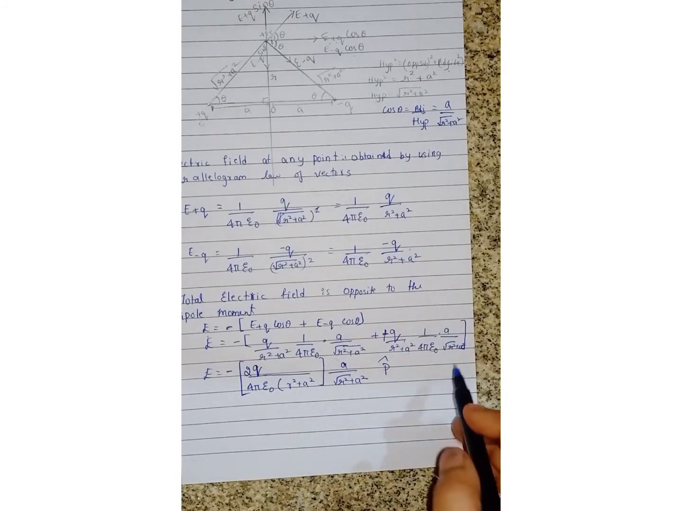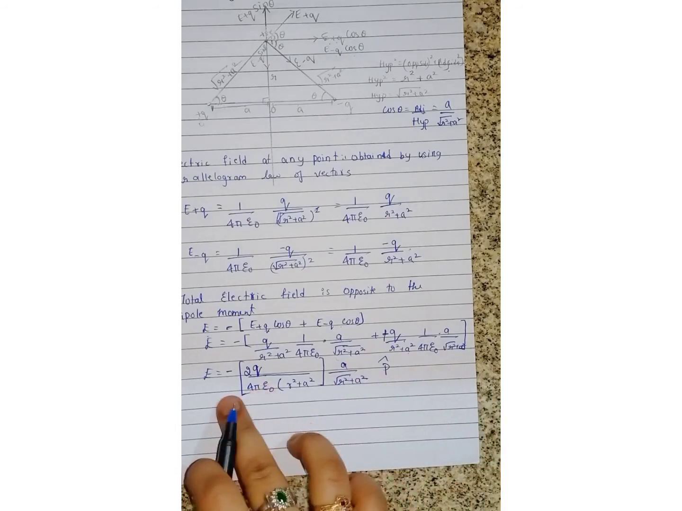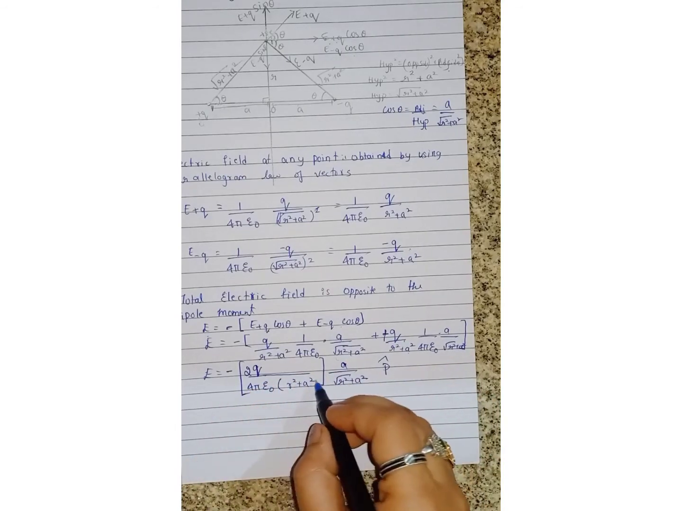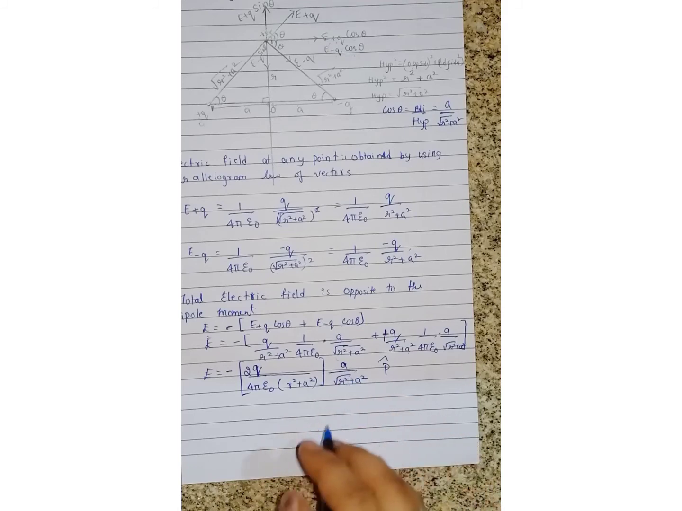So 1 by 4 pi epsilon naught, q by r square plus a square, into a by root of r square plus a square. On adding these we get 2q by 4 pi epsilon naught, r square plus a square, into a by root of r square plus a square, p cap. P cap is a unit vector, which we have already seen.